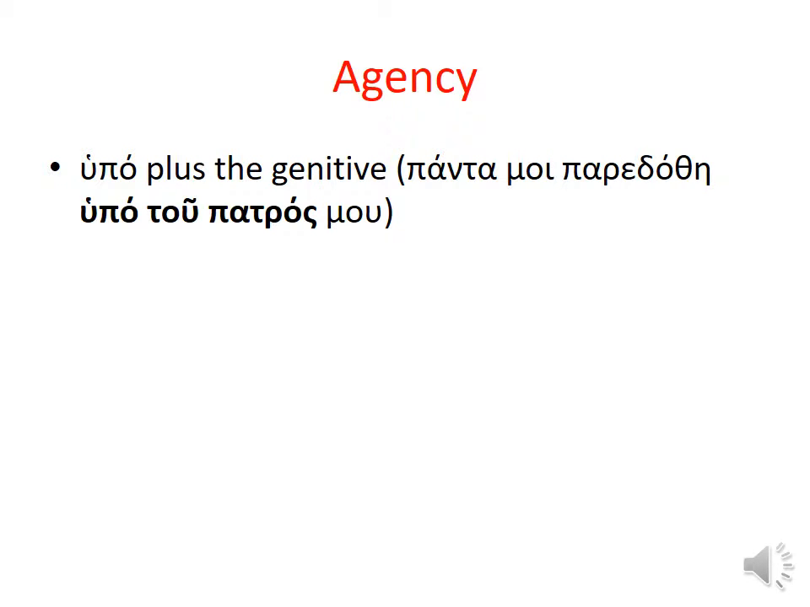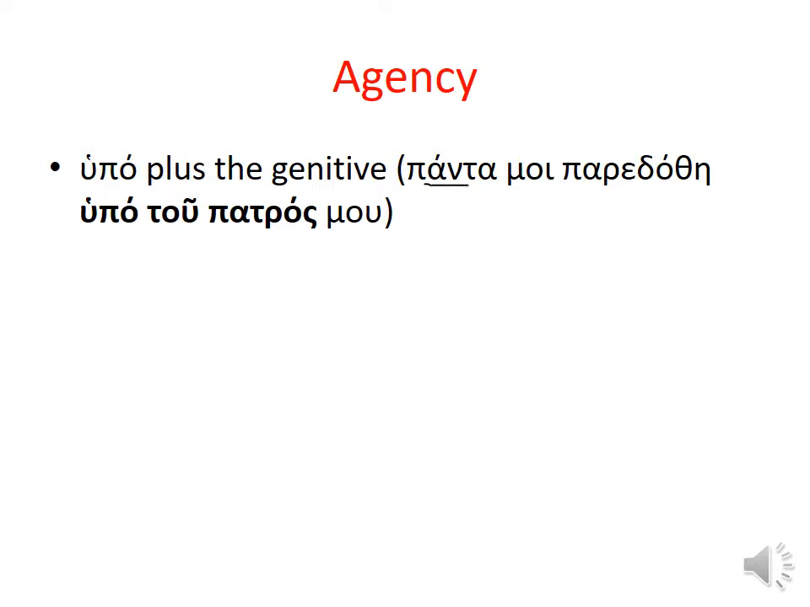Now to agency in Greek. Again, we don't have to name the agent with a passive verb. When a speaker chooses to make the agent explicit, they will do so using hupa plus the genitive. So if you remember, hupa is a preposition, and hupa governs an object in the genitive. So we have here in bold, hupa tu patros.